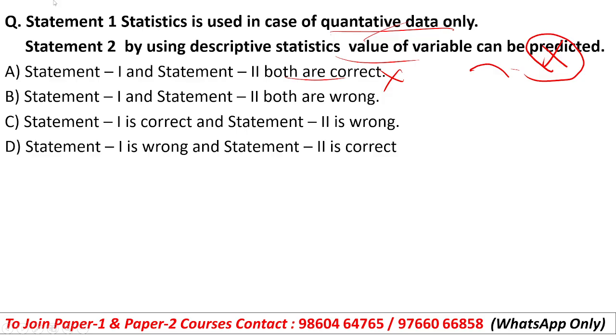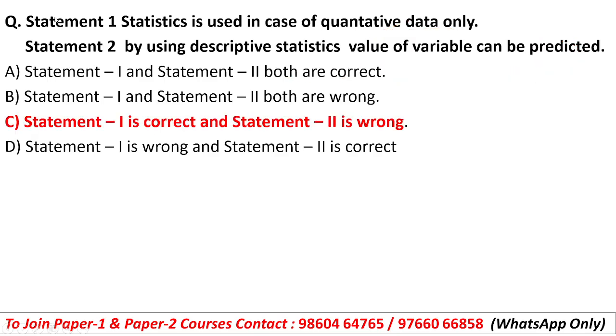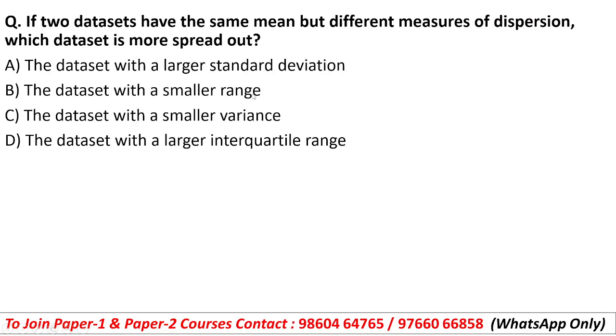If you want to predict the value of a variable, you have to use inferential statistics like regression. By regression, you can estimate or predict the value of the variable. So option number C will be the right answer. One is correct and the second is incorrect. Due to the word descriptive, the second statement is wrong. Let's see the next question.